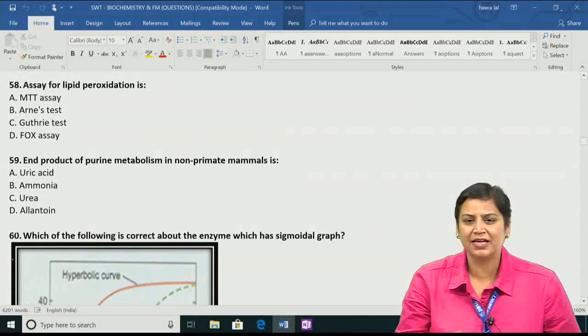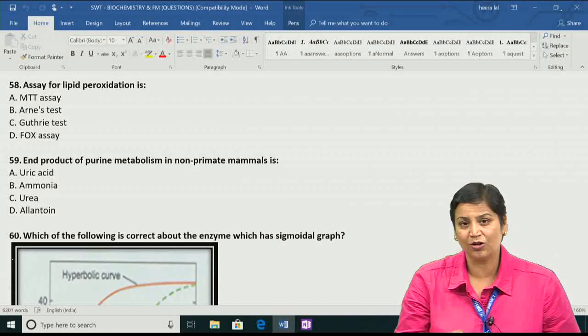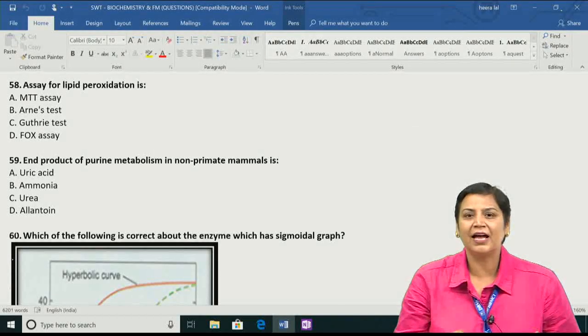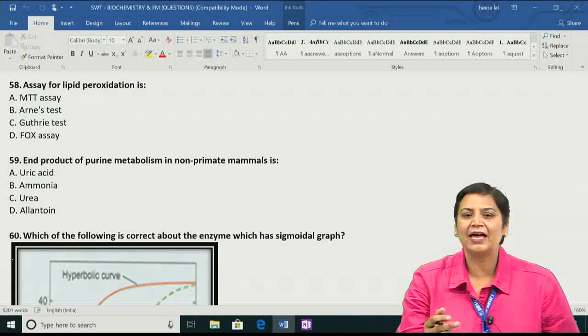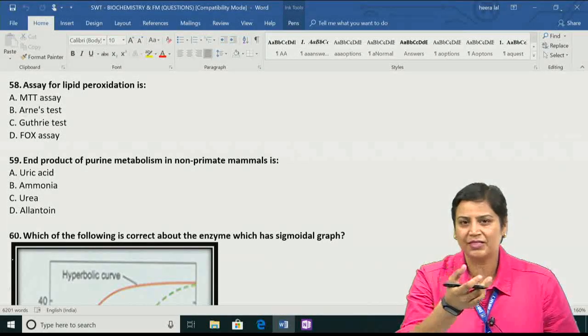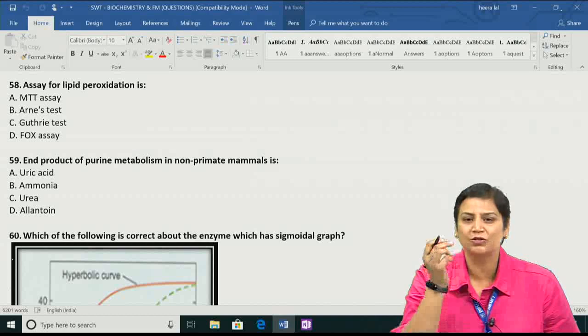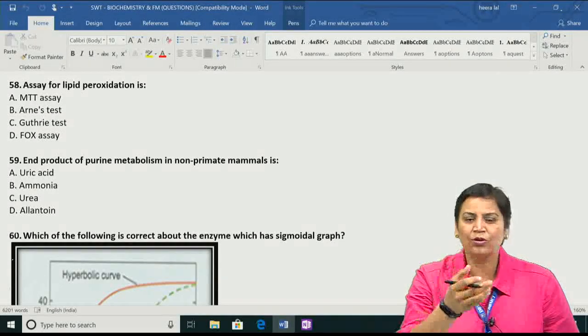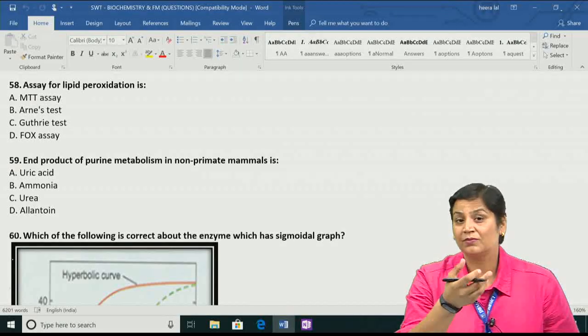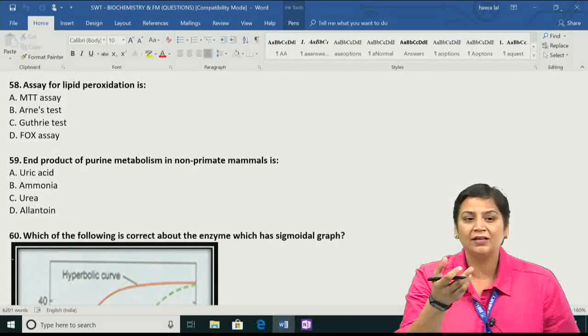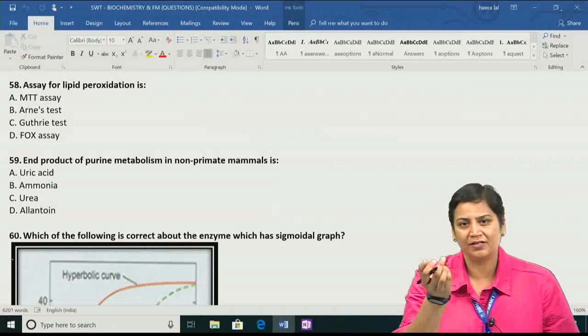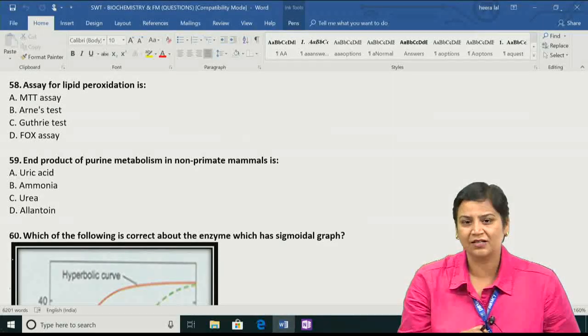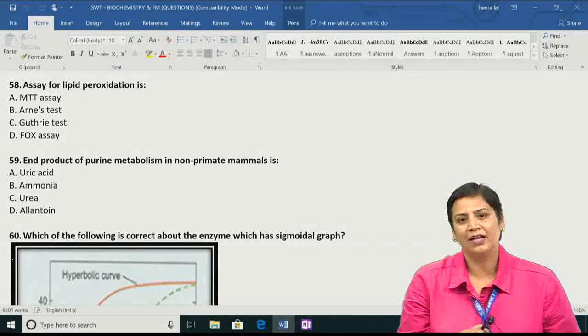Others are the MTT assay. MTT assay is basically assessing the metabolic activity of the cell. This is basically a tetrazolium dye, which gets reduced and reacts with the substance present in the cell to give out a formazan, which is again a chromophore. So the more the cell activity, the more will be the color, and obviously the more will be the inference. Guthrie's test. Guthrie's test is for phenylketonuria.